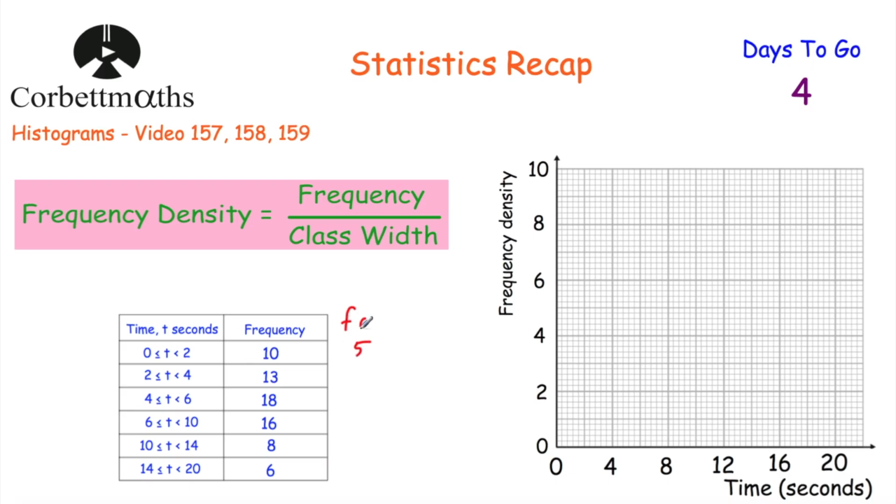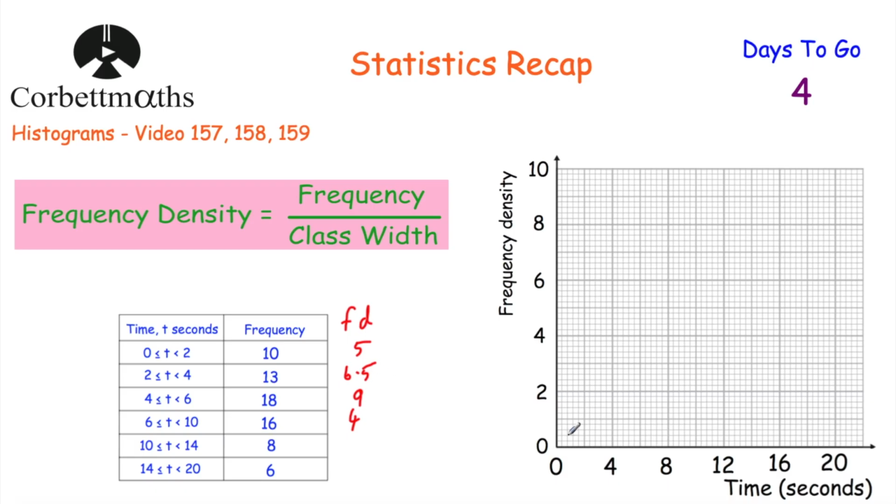Next, that's frequency density. Our frequency is 13, and the class width is 2. 13 divided by 2 is equal to 6.5. Next, we've got 18 divided by 2, where the class width is 2. That's equal to 9. We've got 16 now. This time the class width is 4. It's 4 wide. 16 divided by 4 is 4, and so on.